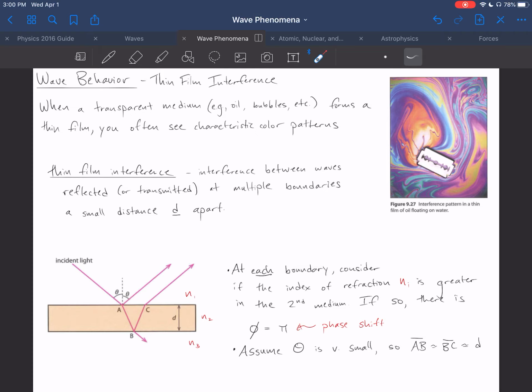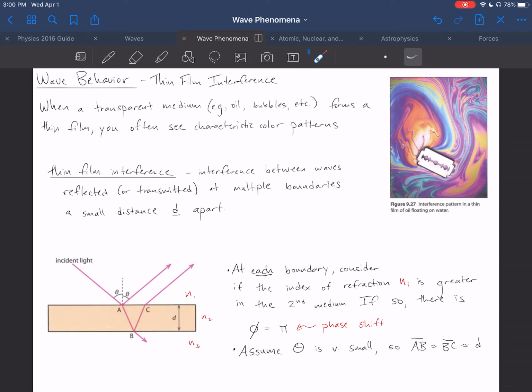Thin film interference names a phenomenon that all of you will be familiar with, although perhaps you did not know the name. When a transparent medium forms a thin film, you often see very characteristic color patterns. For example, oil on water or thin bubbles made of soap usually show this sort of iridescent color pattern, and that is caused by thin film interference.